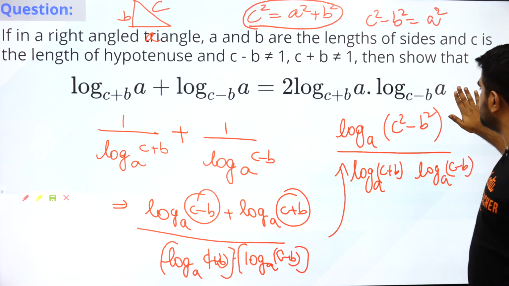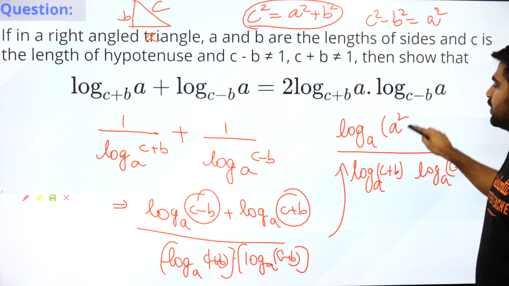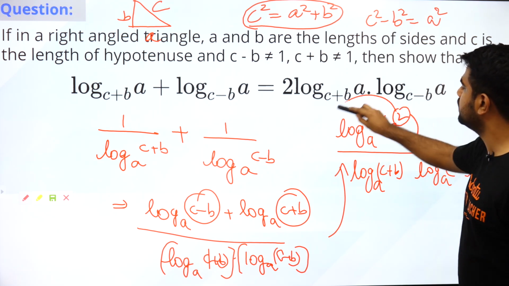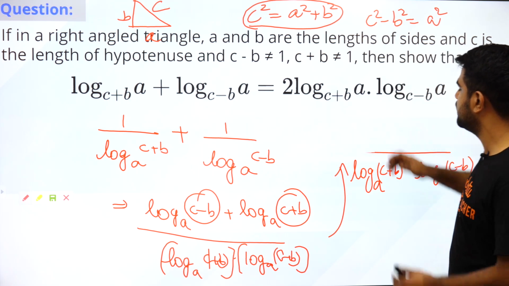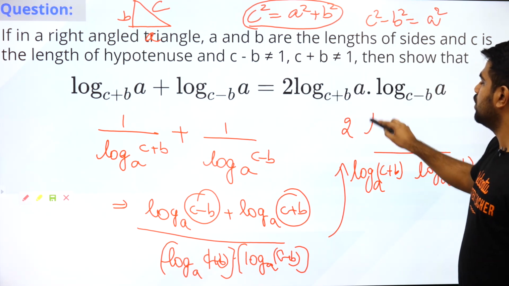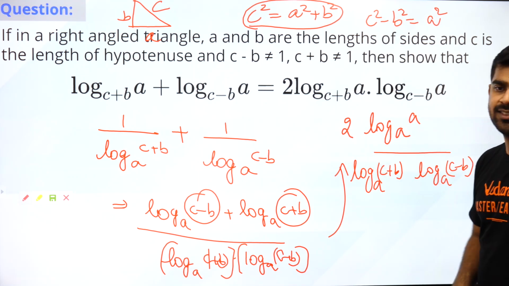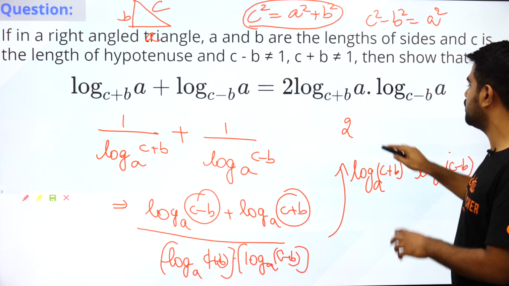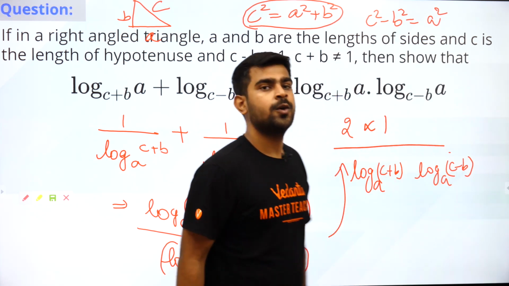So can I remove the C square minus B square and write it as A square? And if I write it as A square, can I take the power outside? Yes, of course, I can take the power outside. So I can write this as 2 log A base A. And what is log A base A? Log A base A is 1. So I have 2 into 1 divided by this. That's it, done.